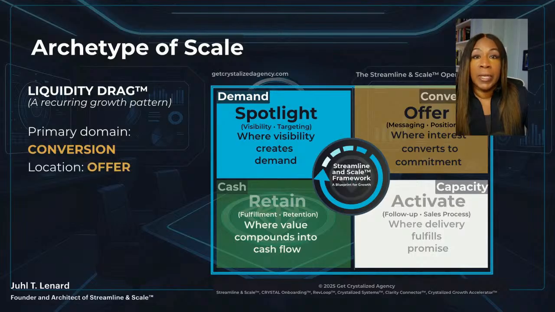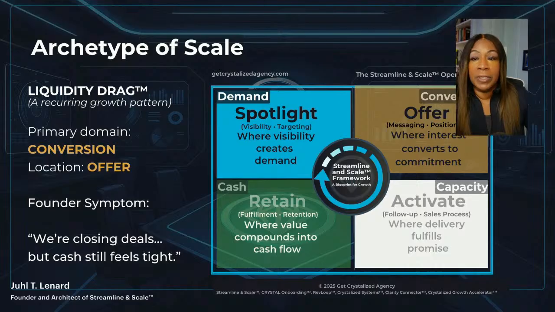It is located in the offer quadrant, which means when we identify that it is a conversion domain constraint, we look to the offer quadrant to identify the work that needs to happen to fix the constraint. In terms of a founder symptom, you'll find yourself saying something like, we're closing deals, but cash is still tight.